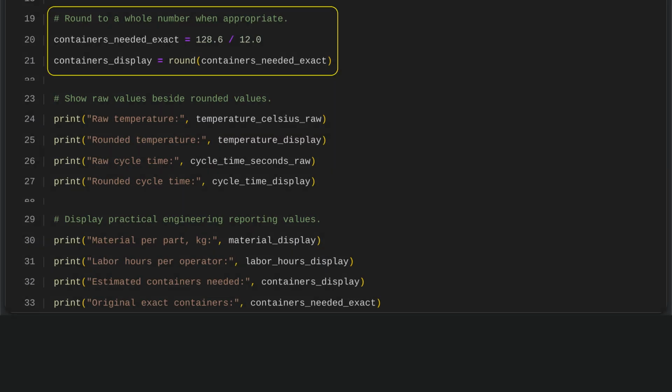Divide 128.6 by 12 to find the exact number of containers needed. Then round that result to the nearest whole number, since partial containers are not practical in real situations.